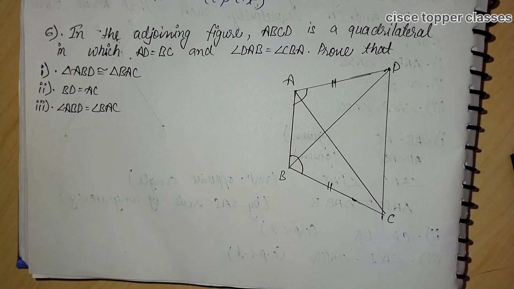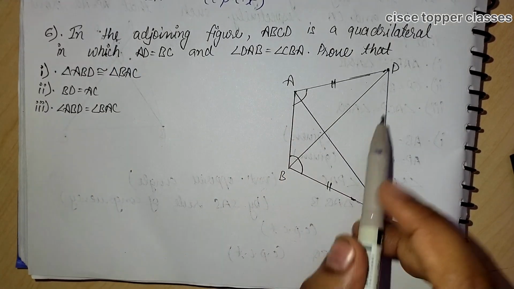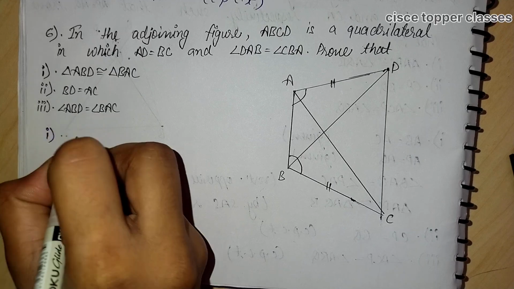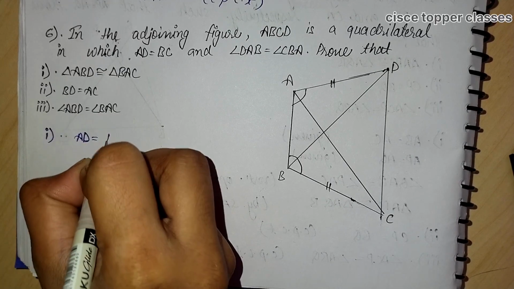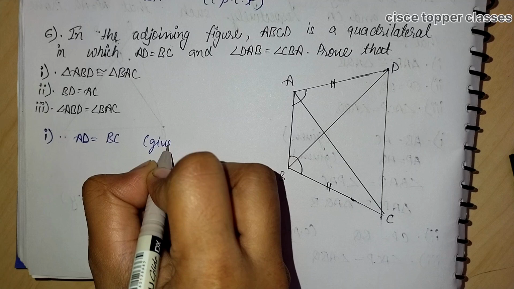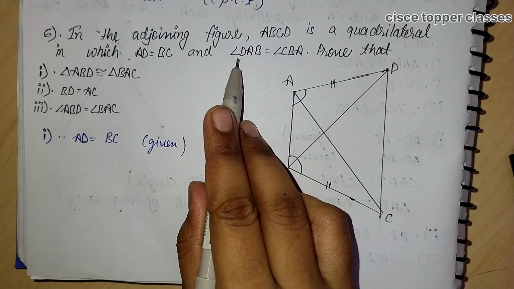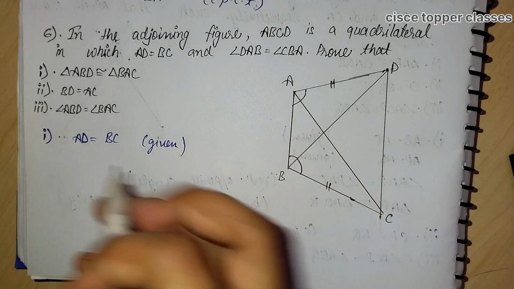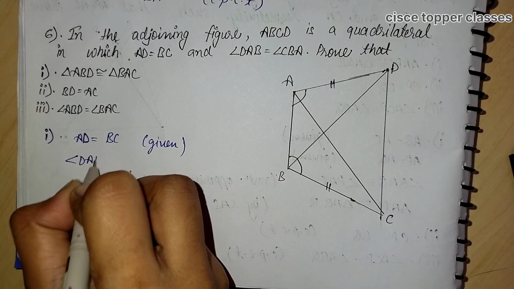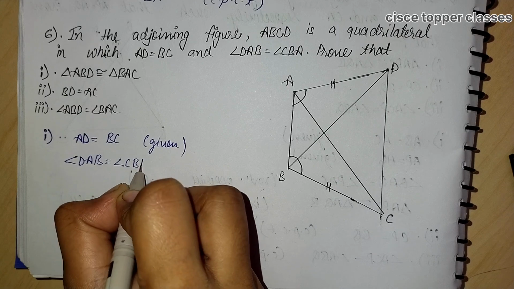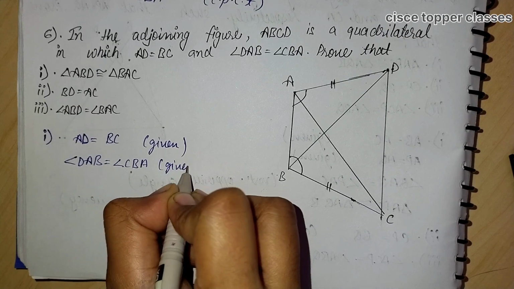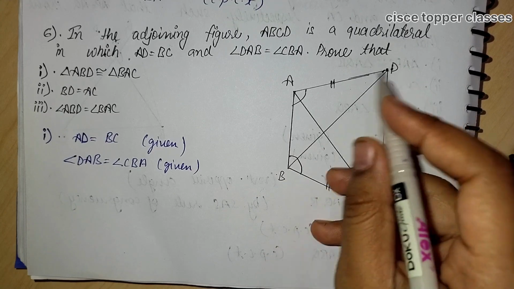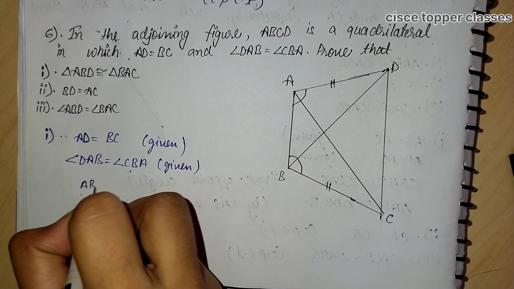Now let us solve the sixth question, in which ABCD is a quadrilateral in which AD is equal to BC. The given information to us is AD is equal to BC. This is given. And angle DAB is equal to angle CBA. So this is also given, and from here we have AB common.